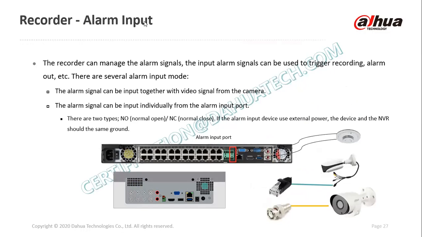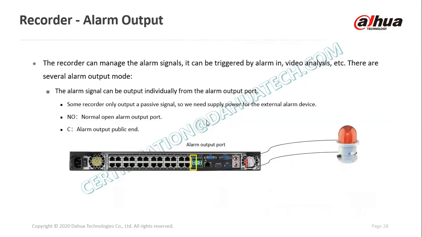Alarm inputs for our products include the alarm input ports. They are usually indicated on the NVR or XVR. The alarm can also be sent via network or coaxial cable. The output for the alarms is at the first ports in the NVR.